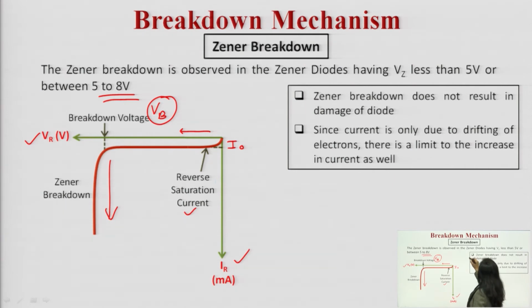See, Zener breakdown does not result in damaging a diode. As I have told you, it does not mean the diode is going to be damaged. Since the current is only due to the drifting of electrons, it means there is a limit as well, right? A limit can also be set over here. So, this is all about Zener breakdown.